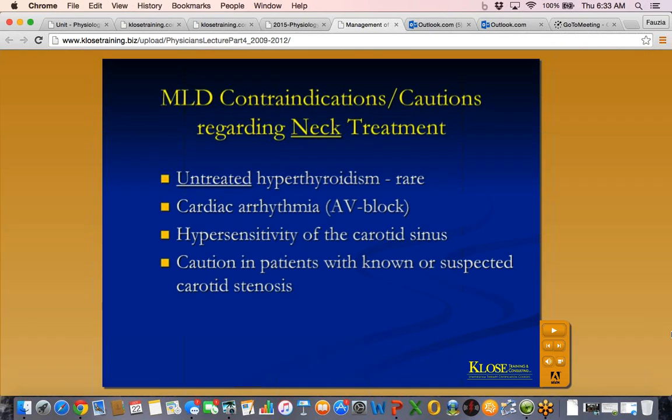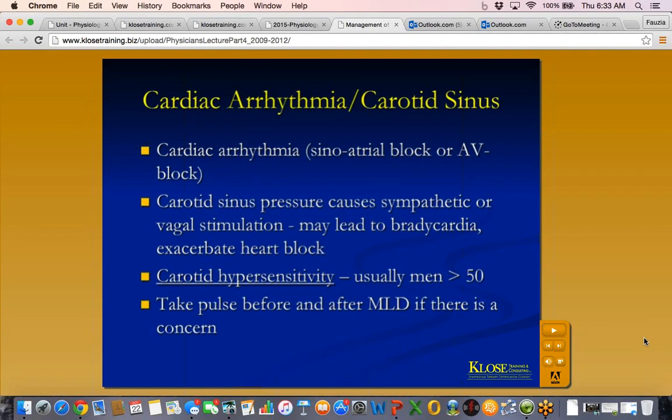So regarding neck treatment, we rarely see untreated hyperthyroidism, but that's a contraindication for MLD. If a patient has cardiac arrhythmia or some problem with their carotid sinus, you want to be careful with patients who have known or suspected carotid stenosis. So with your elderly patients in whom you suspect carotid stenosis, we have to be really careful with our neck treatment.